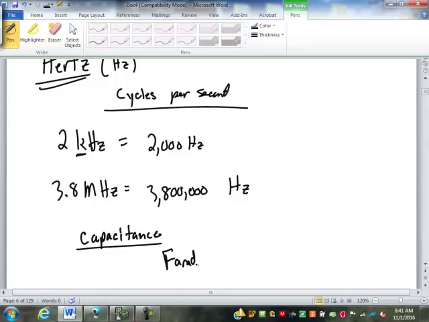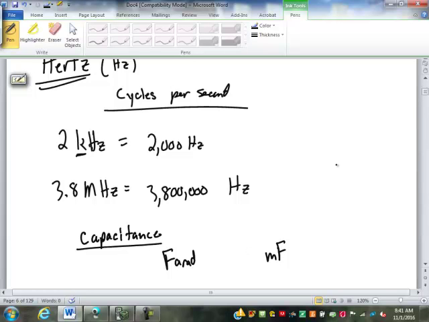Most capacitors will be usually in the microfarads, like 23 microfarads. You just went over what a capacitor is and how it works. Okay, yeah. A farad is a unit of capacitance.